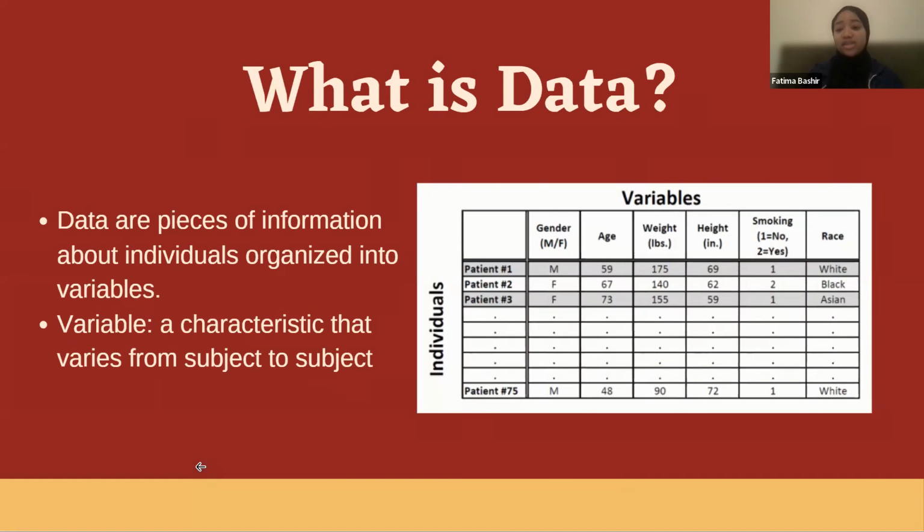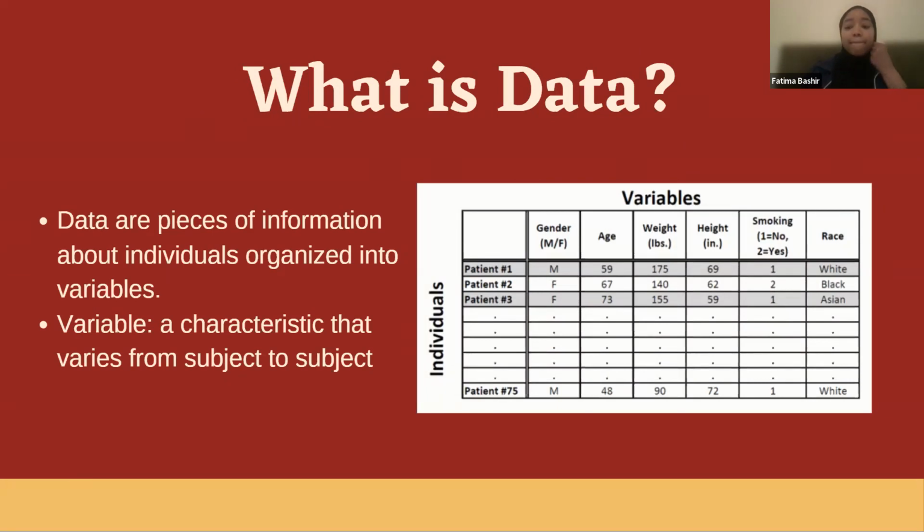So usually we know that data are pieces of information about individuals organized into variables. And variables, to put it in layman's terms, means something that can change and can have more than one value. So it's the characteristics of a subject that varies from subject to subject. As you can see from this table, everything is data, but the variable is the one that sorts them out into each subject that it divides from.